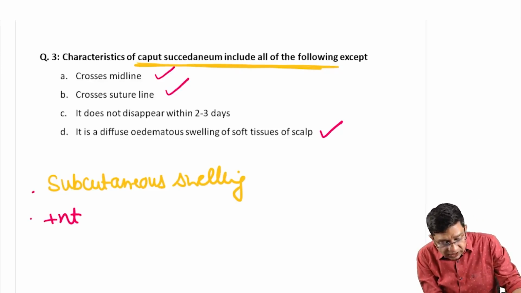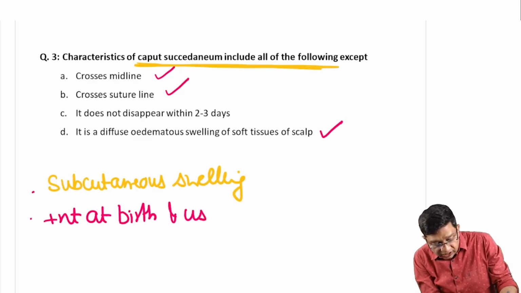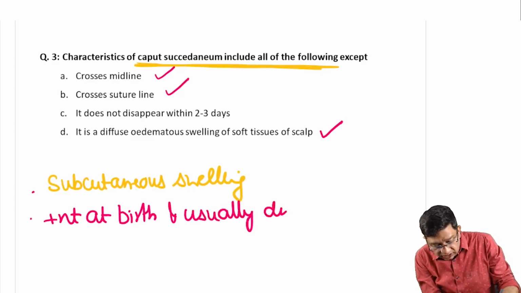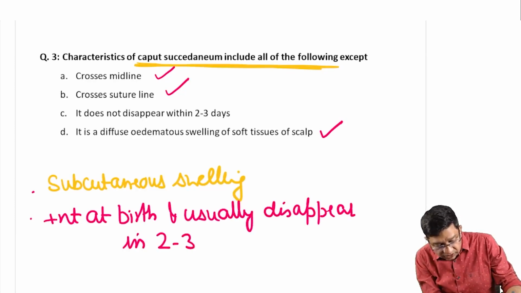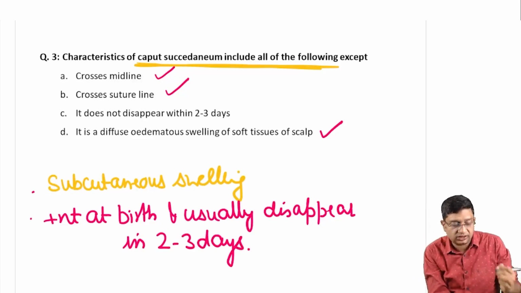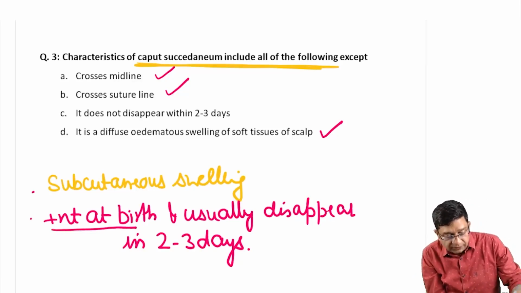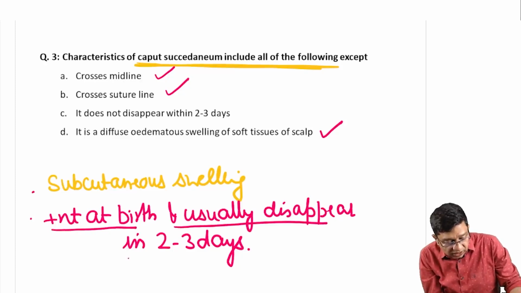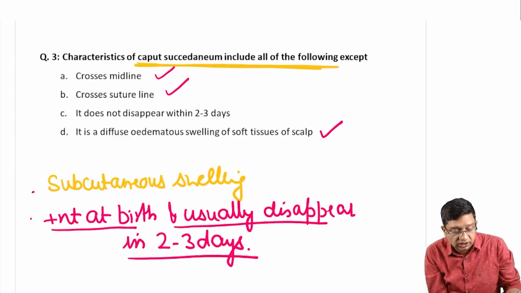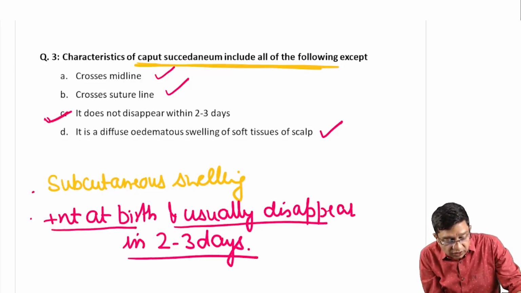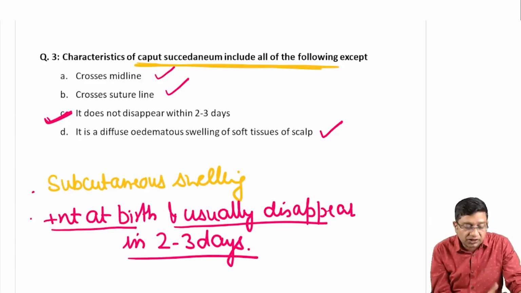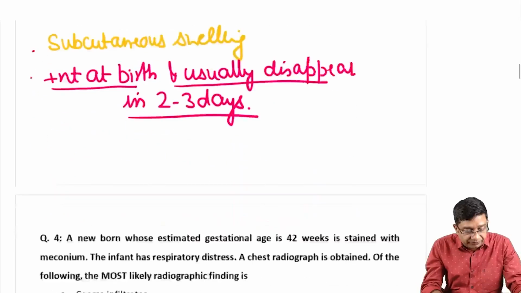This is present at birth, and this usually disappears in 2 to 3 days. So if we say this is a subcutaneous swelling, this will cross the suture and midline. It is present at birth, and usually disappears in 2 to 3 days. So the line saying that it does not disappear within 2 to 3 days is not right. This disappears within 2 to 3 days.